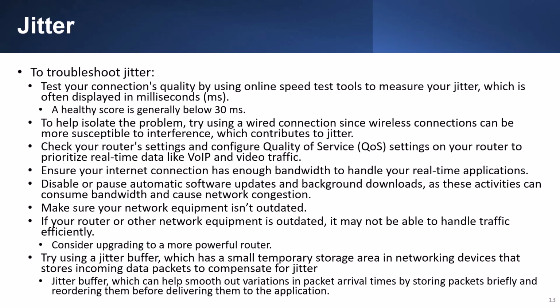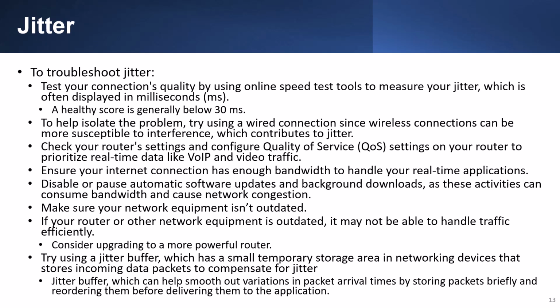To troubleshoot jitter, test your connection's quality by using online speed test tools to measure your jitter, which is often displayed in milliseconds. A healthy score is generally below 30 milliseconds. To help isolate the problem, try using a wired connection, since wireless connections can be more susceptible to interference, which contributes to jitter. Check your router settings and configure quality of service or QoS settings on your router to prioritize real-time data like VoIP and video traffic.